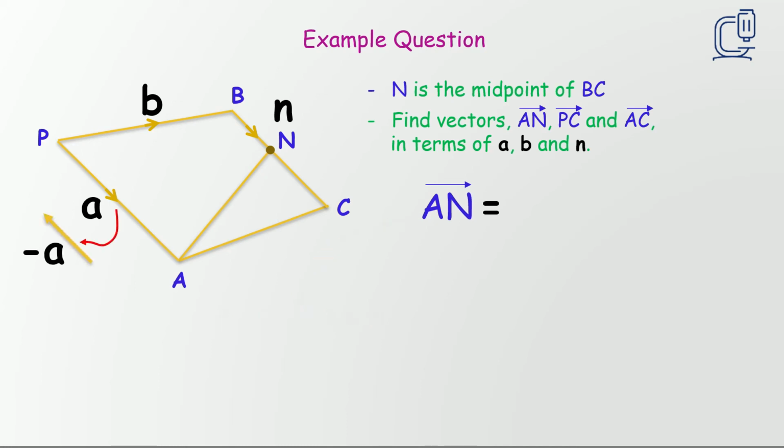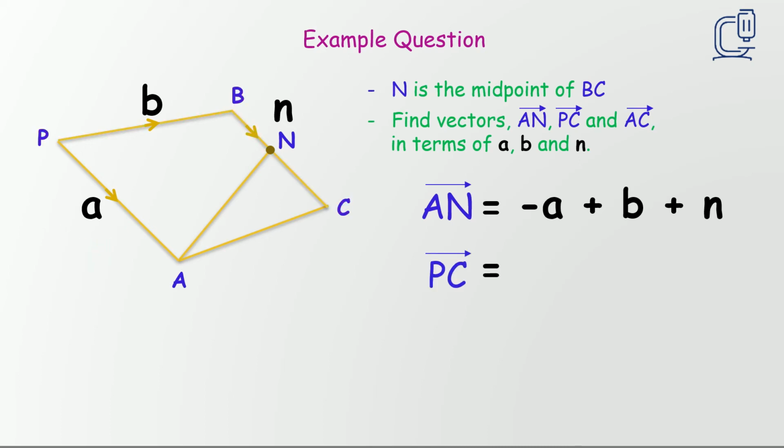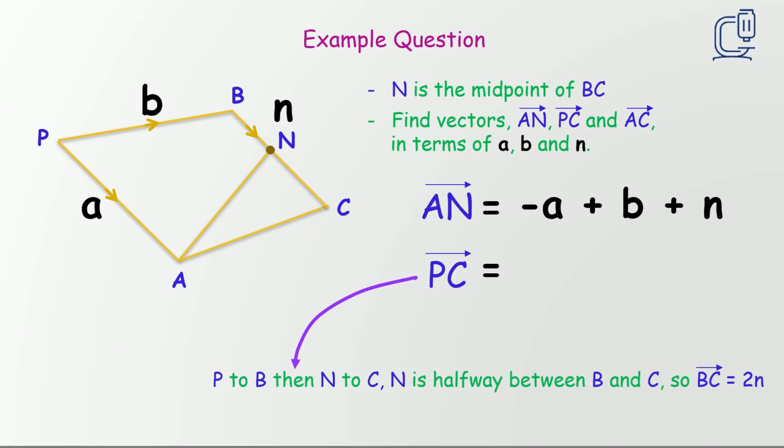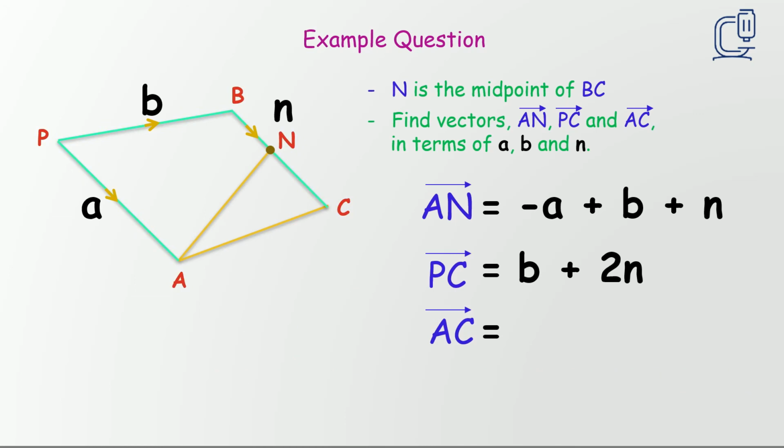To get from A to P, we need to go in the opposite direction of the arrow. So this makes it minus A. Then we add B and N as this follows the direction of the vector. To get to PC, we need to go from P to B and then N to C. Since N is halfway between B and C, we can say BC is equal to 2N. This gives PC is equal to B plus 2N.